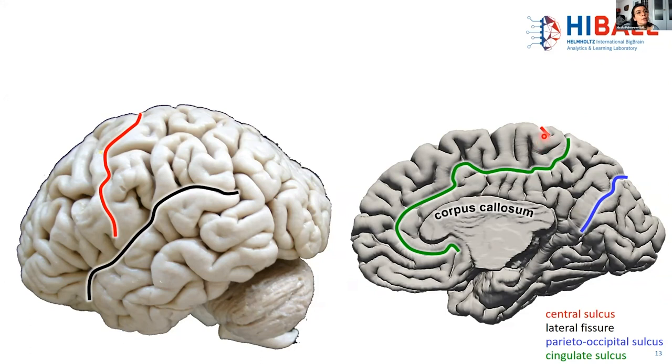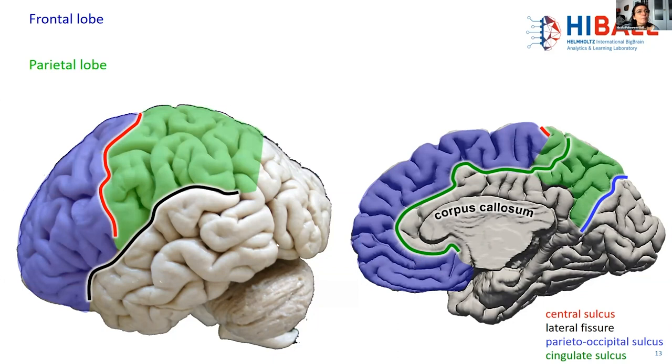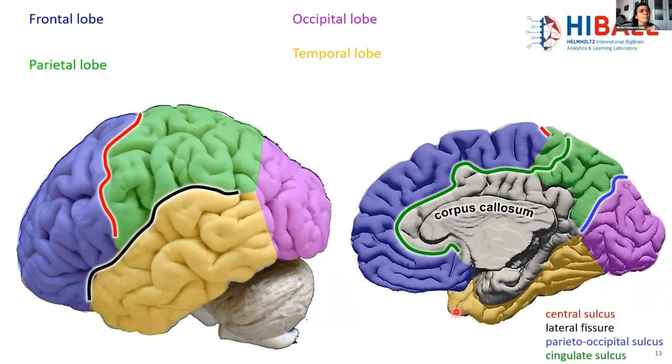And then here we can also see a little red line because the central sulcus goes over the midline of the hemisphere and then encroaches onto the medial surface of the brain. And the central sulcus is a nice landmark because it indicates the border between the frontal and the parietal lobe. I've highlighted the frontal lobe in blue, the parietal lobe in green. And the other two lobes that we can see on the lateral surface of the brain are the occipital lobe and the temporal lobe. So they are highlighted in purple and an orange color.